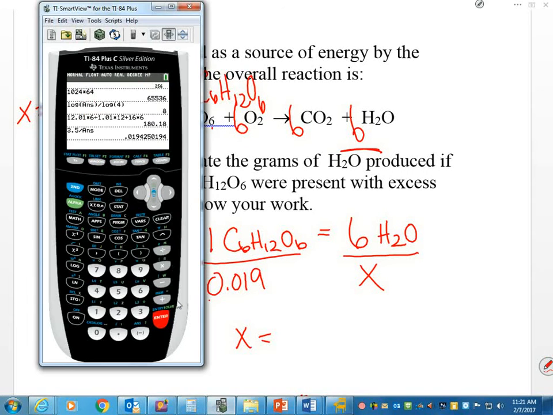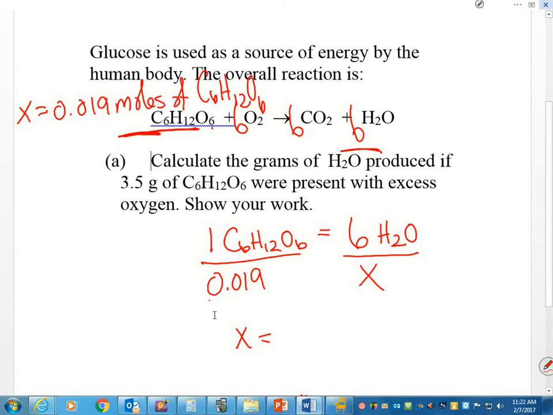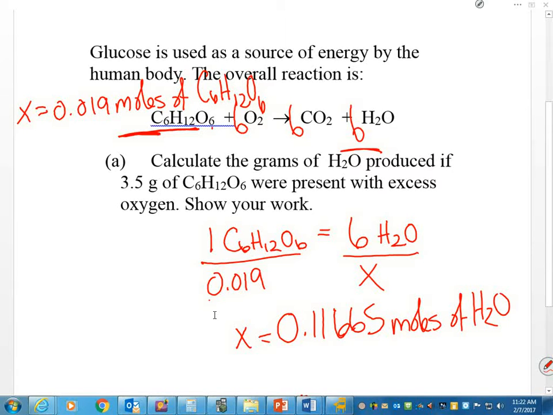So if I pull up my calculator, I have this 0.019. I just have to times it by 6. And I get 0.11655 with lots of decimals, and this is moles of H2O. Now, sometimes that's all they want to know, is how many moles of water. But in this case, it asks for grams, so we have to do that third step.